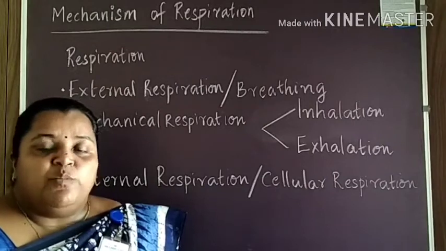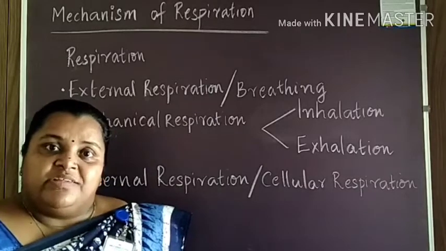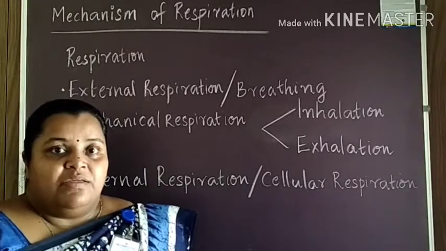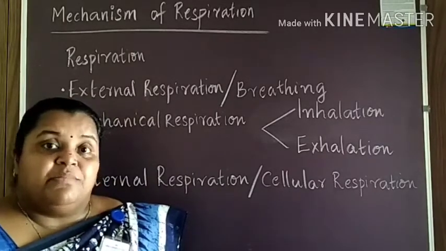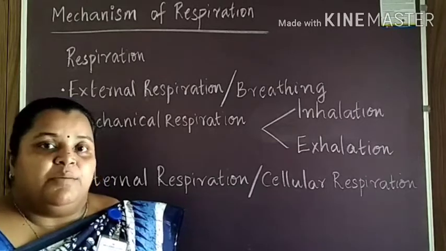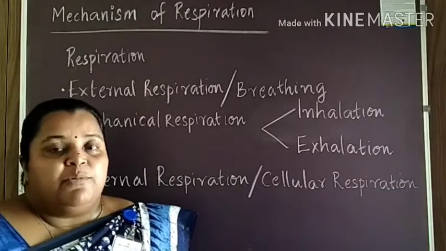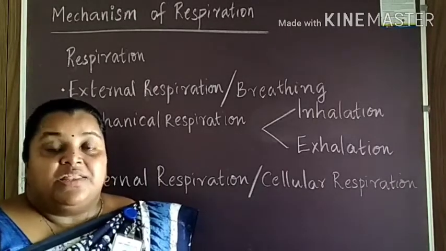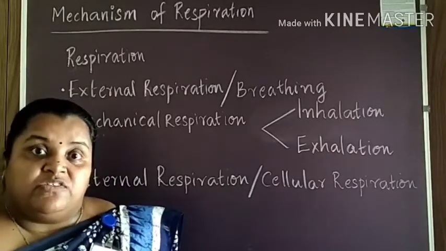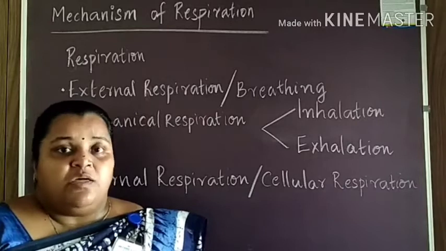The respiratory movements in the human body are controlled by the intercostal muscles in between the rib cage and the diaphragm. Intercostal muscles means the muscles seen in between the rib cage. When we learnt about the structure of the respiratory system, we learnt there is a muscular wall which separates the abdomen and the thoracic cavity, and that wall is known as the diaphragm. So the combined action of intercostal muscles and the diaphragm helps in regulating the respiratory movements.